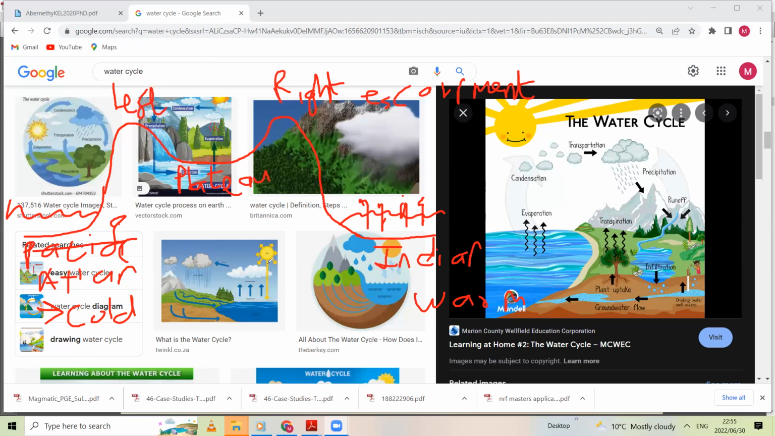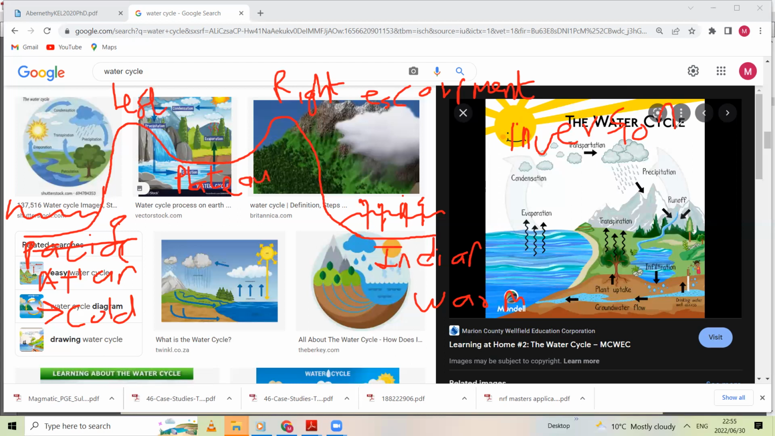So we want to understand why South Africa has so much rain in summer, but less rain in winter. Why is that so? This is because we've got what we call an inversion layer.